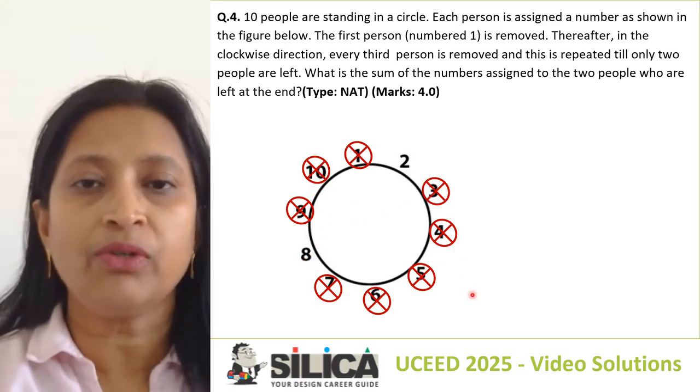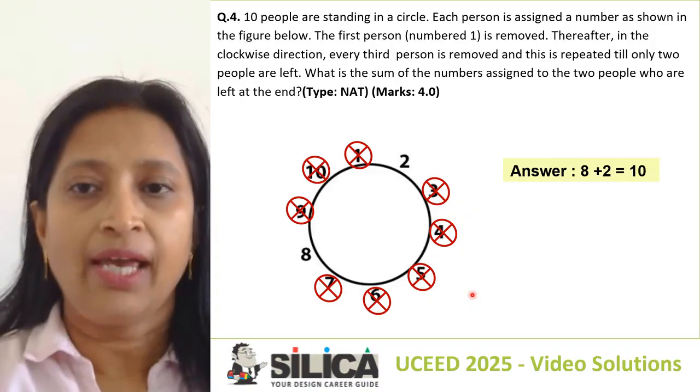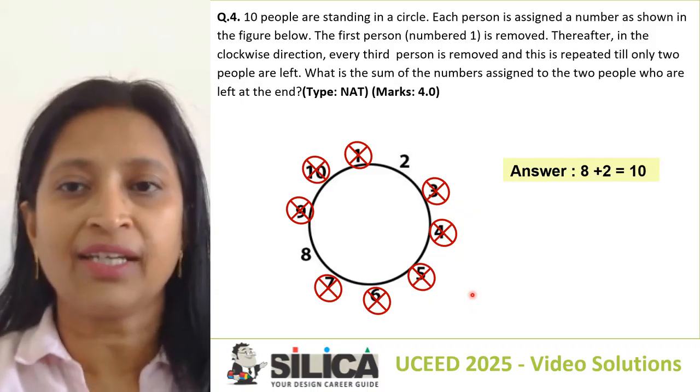So the last 2 persons who are remaining are 8 and 2, and their sum will be 10. So here the correct answer will be 10.